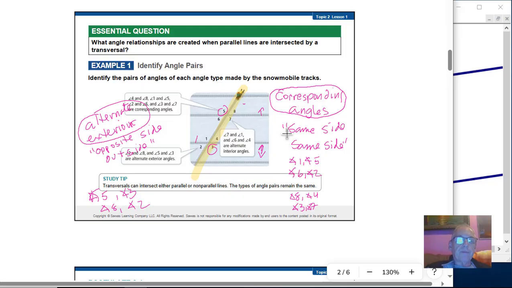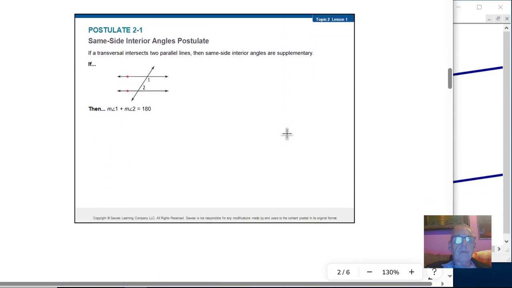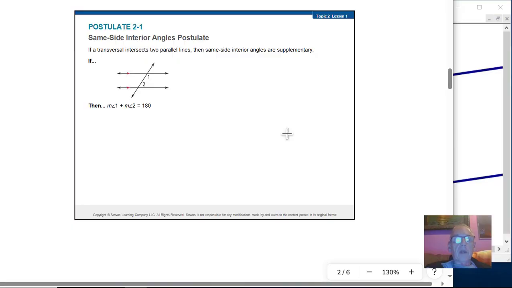Okay, let's move on. Here's our postulate, postulate 2.1. This should probably be added to your list of theorems. And same side interior angles postulate. If a transversal intersects two parallel lines, then same side interior angles are supplementary. Now supplementary means they add to 180 degrees.